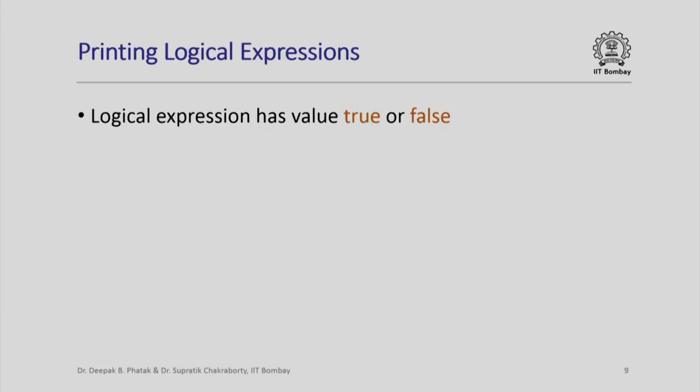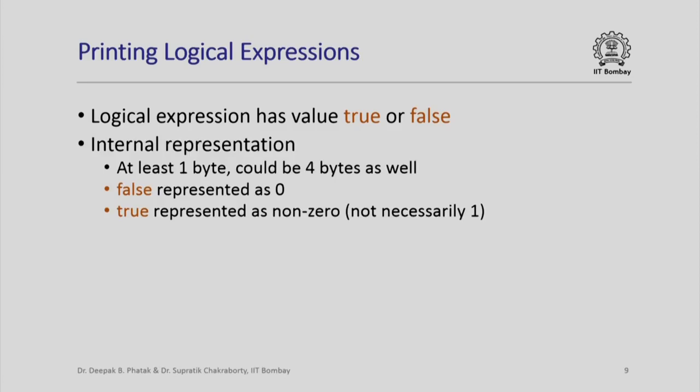Now what happens when we print logical expressions? We know that all logical expressions evaluate to the value true or false, and we have already seen in an earlier lecture that the internal representation of Boolean values could be 1 byte or could be 4 bytes as well. This is not specified explicitly by the C++ standard, but it is some kind of integer representation inside the computer. False must be represented as 0, true can be represented as any non-zero quantity, not necessarily 1.